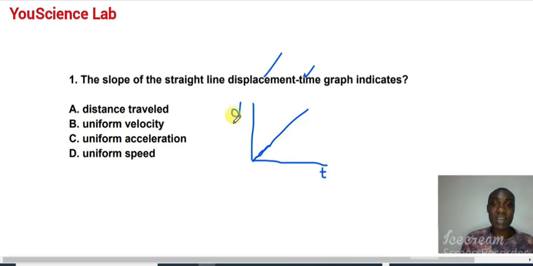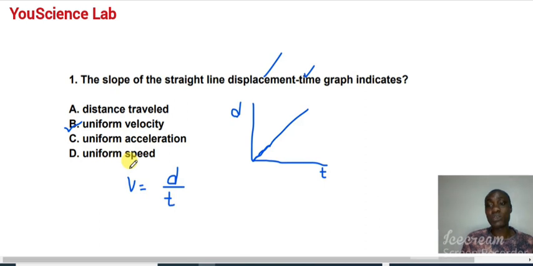it means that you just divide the component on the vertical axis by the component on the horizontal axis. Just divide the first parameter here by the second parameter here. So for this, you can see that this is displacement divided by time. And in physics, when you divide displacement by time, you get velocity. So if it's a straight line graph like this, it means that the velocity is what? Uniform. So the correct answer here is uniform velocity.